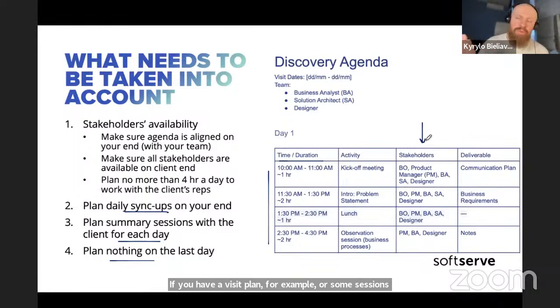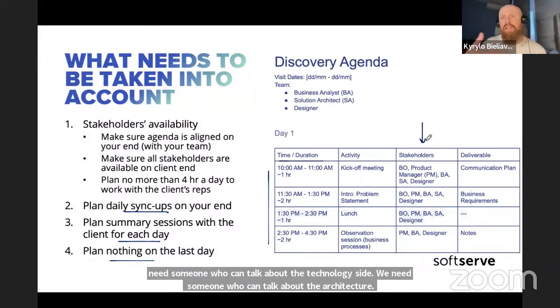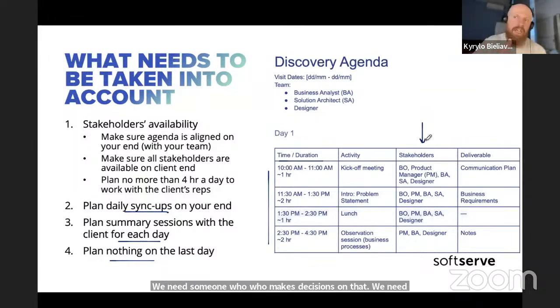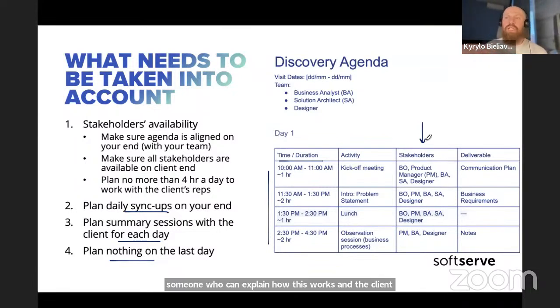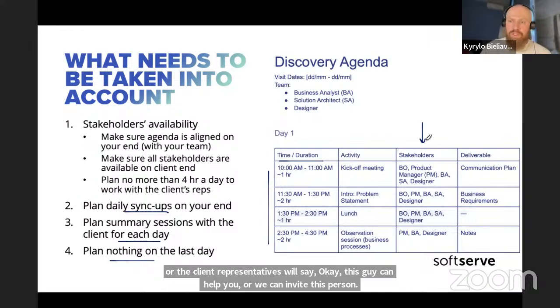And this is also what will help you to align with the client, whether they will be available. You may not know the people's names at this point, but just say, look, we need someone who can talk about the technology side, someone who can talk about the architecture, someone who makes decisions on that, someone who can explain how this works. And the client representatives will say, okay, this person can help you, or we can invite this person, or you can have this product owner and he will cover most of your questions.